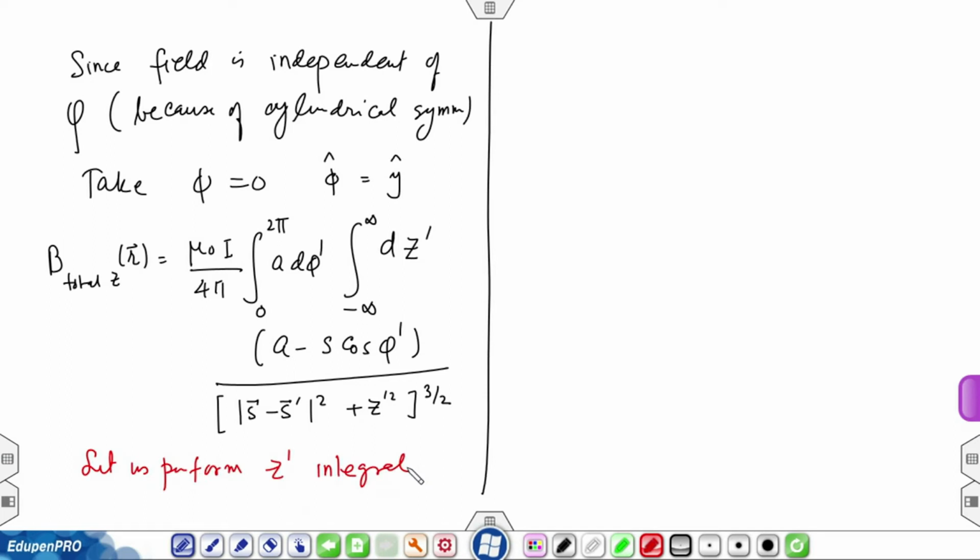The z prime integral is straightforward: dz prime over mod s minus s prime square plus z prime square raised to 3 by 2, minus infinity to infinity, is going to be equal to, I will leave it for you to do it. You will find that this comes out to be 2 over mod s minus s prime square.